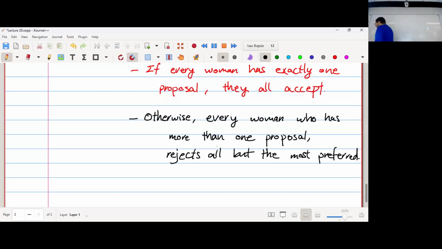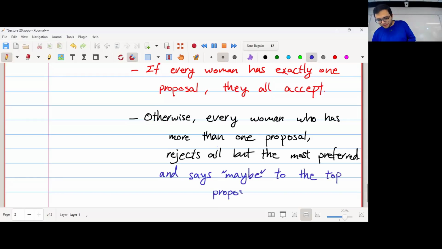Now, importantly, she doesn't accept the most preferred proposal. Okay. She just says maybe and waits for future times. And let's say she says maybe to the top proposal. Okay. Now, why is this the case?